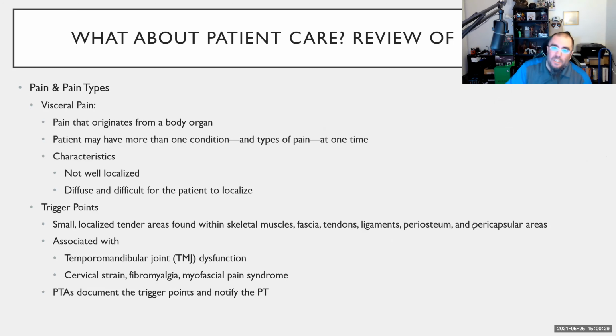Visceral pain, pain that originates from the organ. We've all had this at one time or another. If you went to Taco Bell some night, sometimes you'll have visceral pain. Oh my God, I should not have had Taco Bell. It makes me run for the bathroom, right? And it can be a normal condition just because you ate something wrong, but it could also be something bad. It's usually not well localized. It's diffuse and difficult to localize.